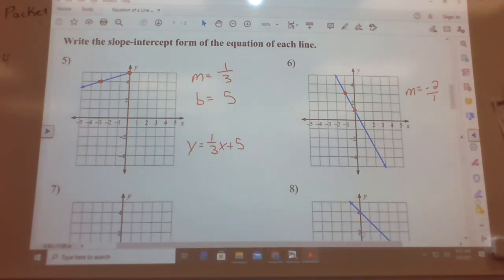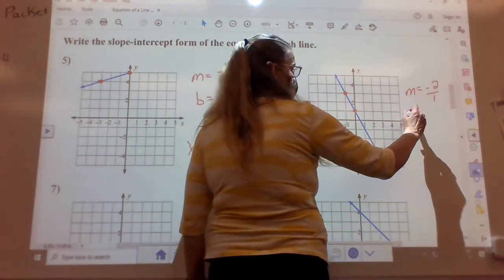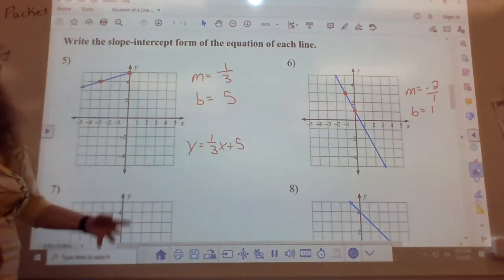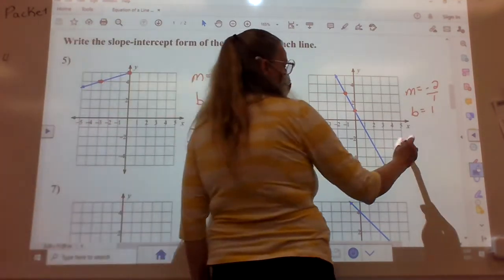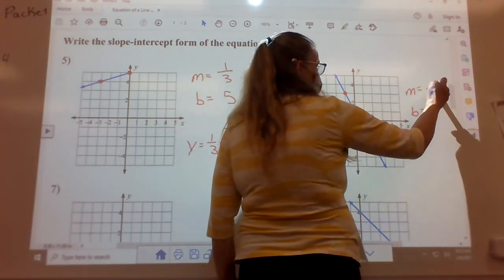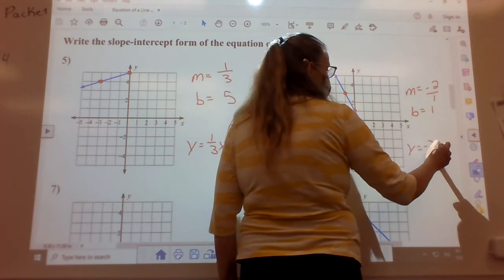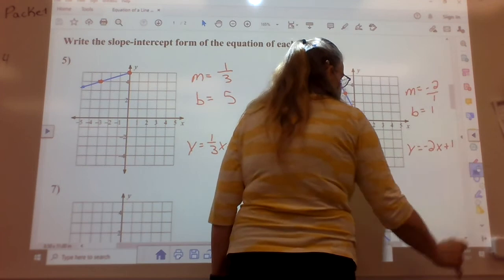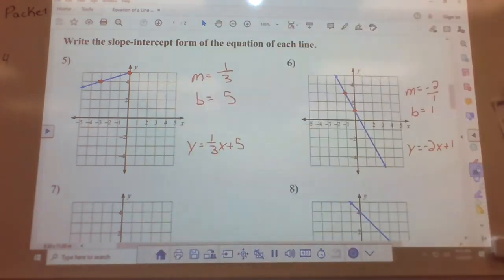My b is where it crosses the y-axis. And where did it cross the y-axis? 1. Once you have that, you just write y equals -2, you can put over 1 but you don't need it, x plus 1. Questions on number 6?